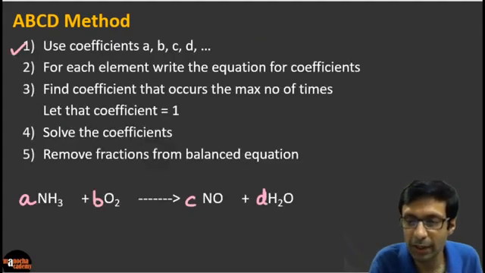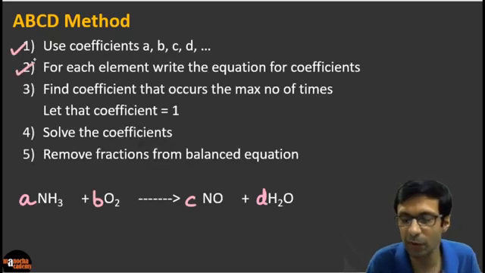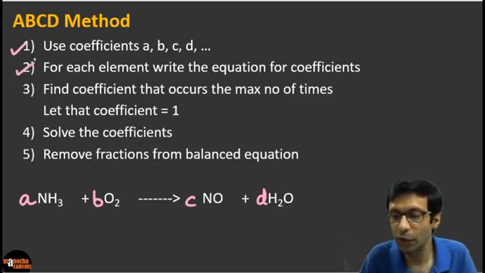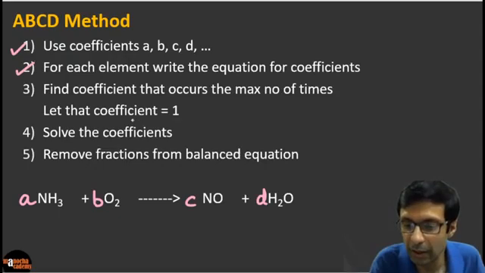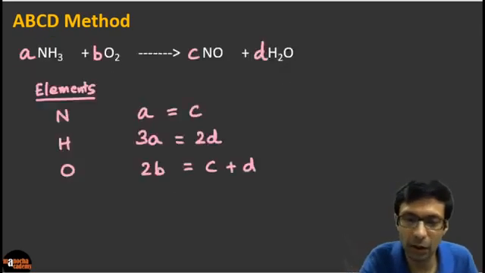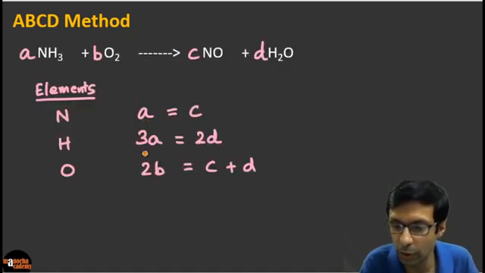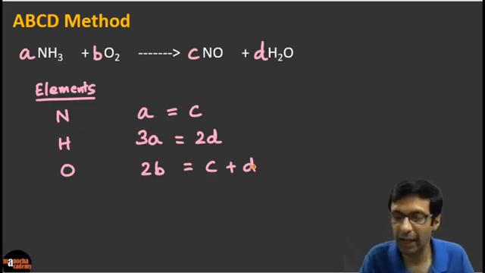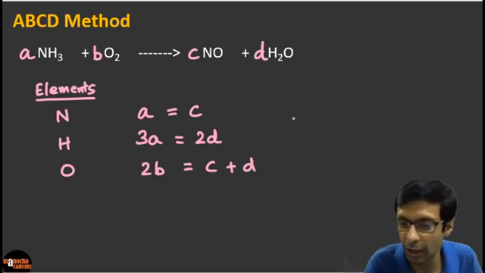And now remember, what is the important step? So we've done the second step. For each element, we've written the equation. And the coefficient that occurs the maximum times, let that coefficient be 1. So which coefficient? You can see A is occurring here 2 times. So we have 2 A's, we have 2 C's, we have only 1 B and 2 D's. So we have A, C and D, all 3 occurring 2 times. So let's take A equal to 1.